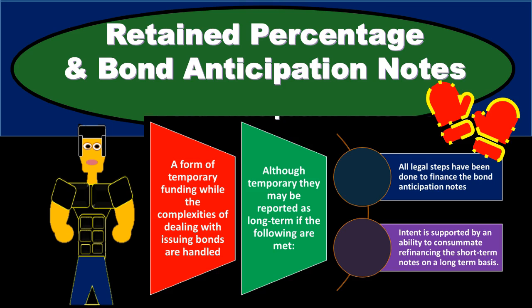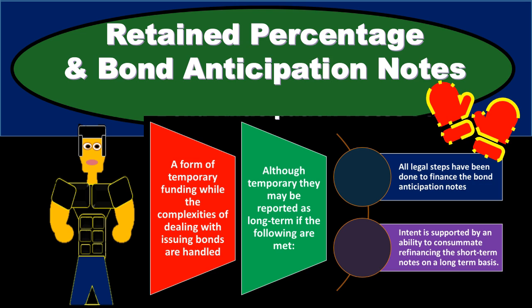In this presentation, we will discuss the concept of retained percentage and bond anticipation note as they relate to capital projects for governmental accounting. Anytime we think about capital projects for governmental accounting, we want to think about three main areas that we will have potential recording in. One being the government-wide activity, thinking about the entity as a whole on an accrual basis.